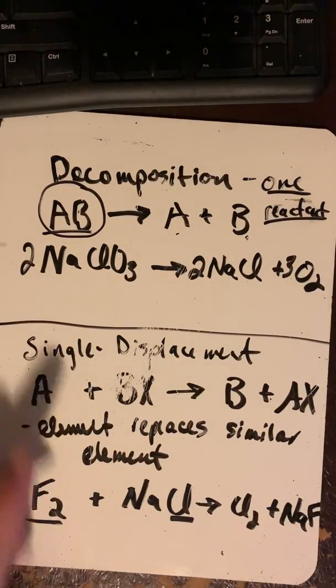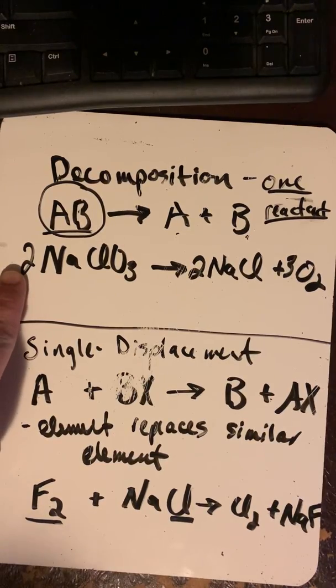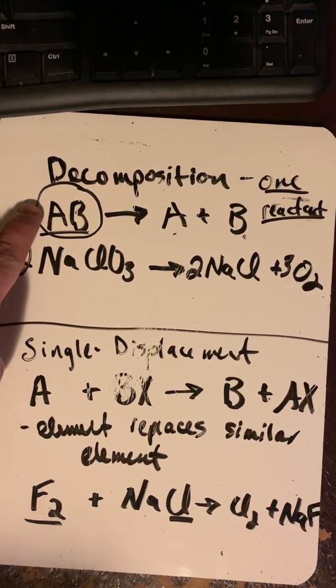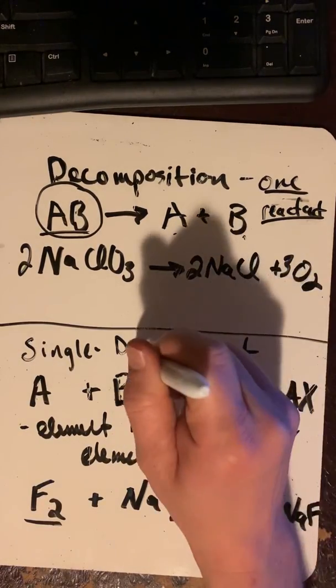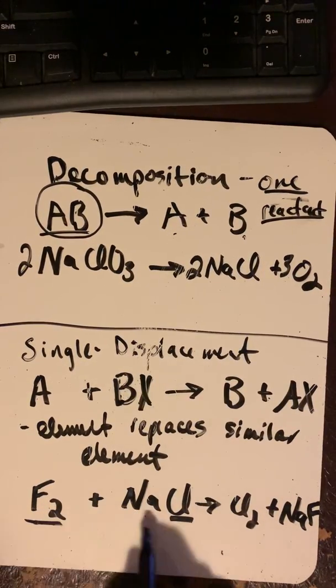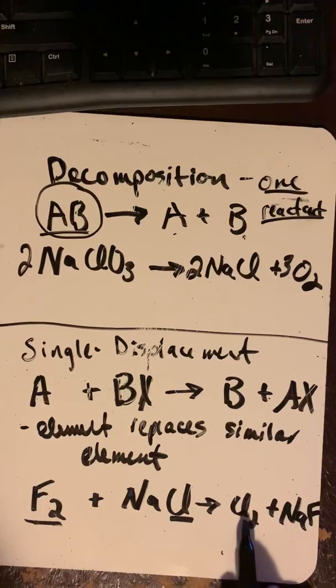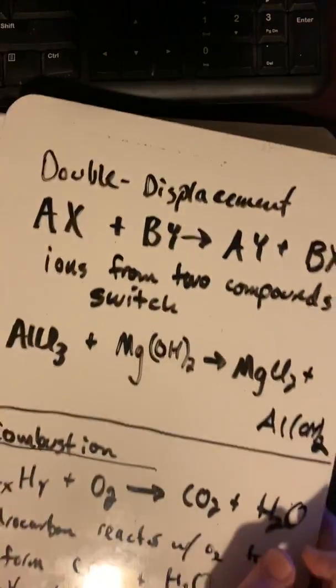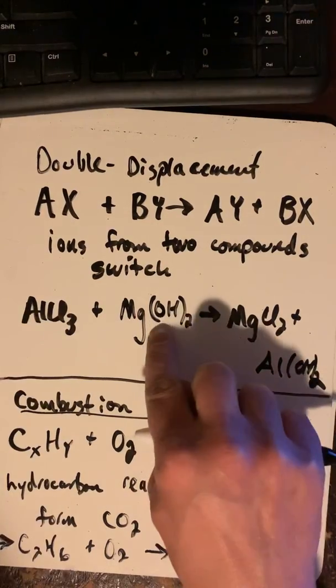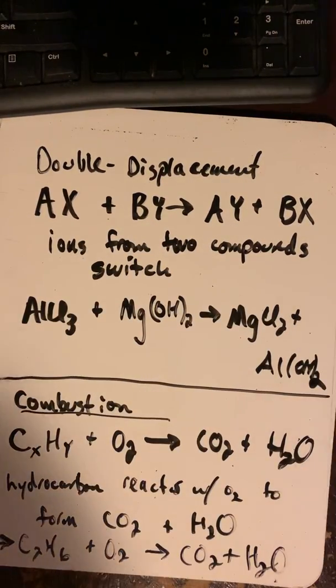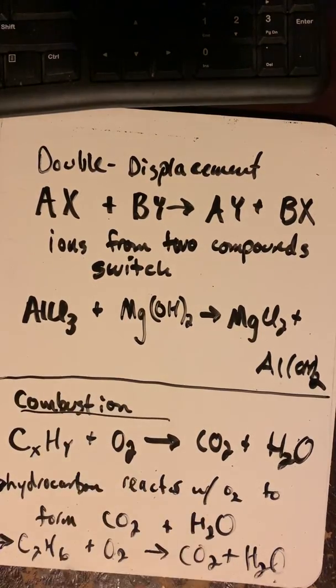This one, there's one reactant, so it has to be decomposition. This one, you have an element and a compound, and then on the other side, a different element and a different compound. Single displacement. Double displacement. You have ions exchanging with each other. So ionic compound, different ionic compound, different ionic compound. And combustion is where you have a hydrocarbon reacts with oxygen to form carbon dioxide and water.